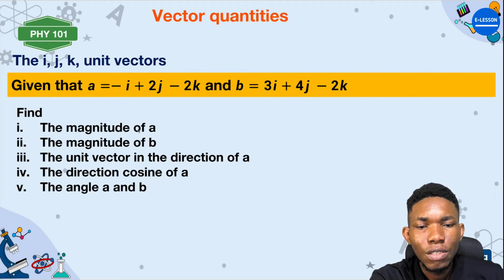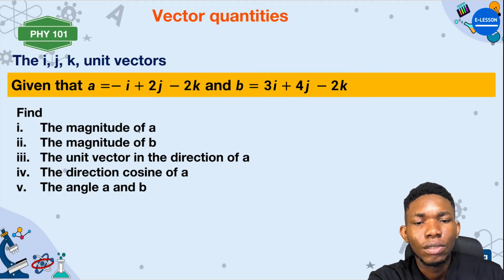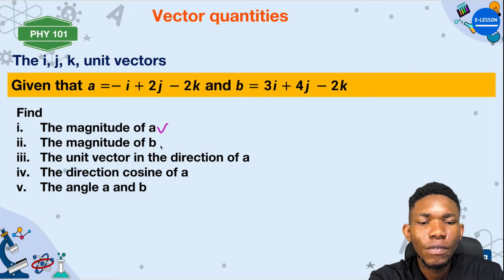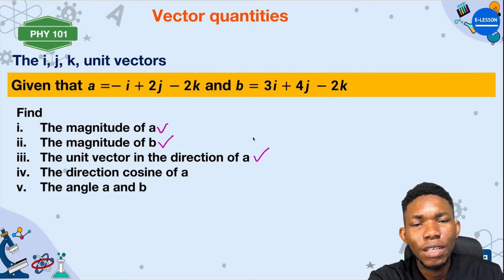Also, this one, you are going to solve this one too. The magnitude of A, the magnitude of B, the unit vector in the direction of A. What did I teach you as unit vector?